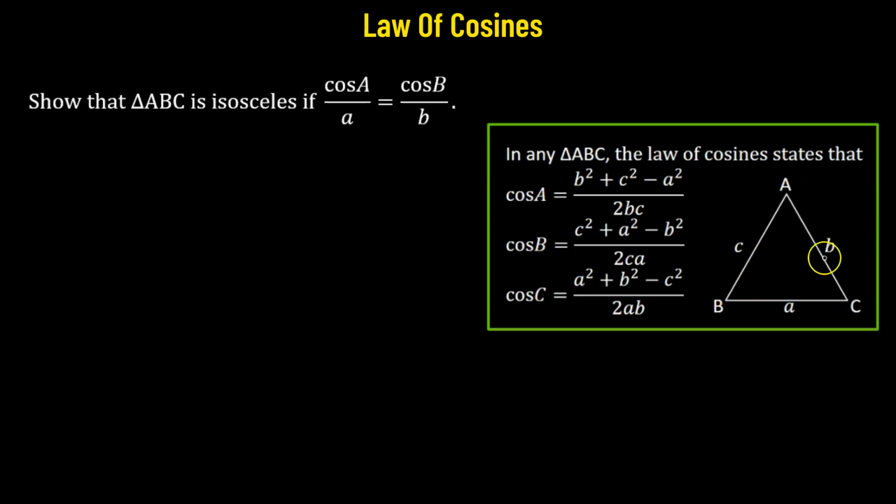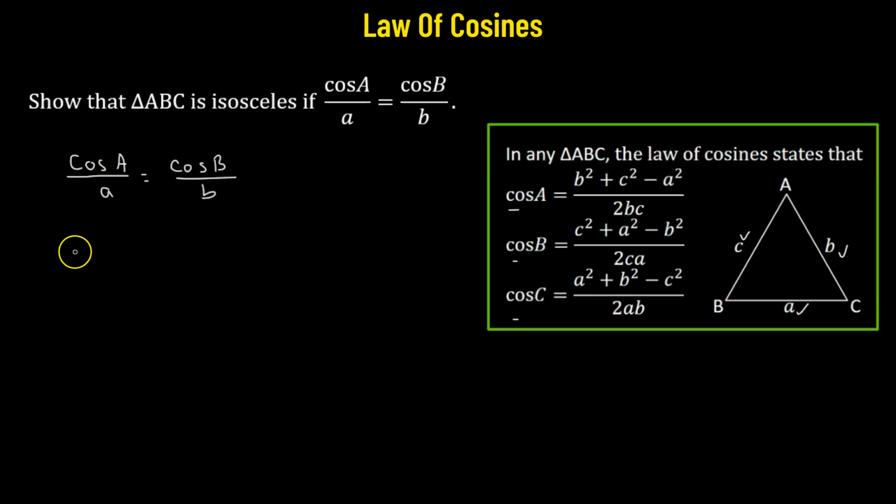We have a triangle ABC. The sides opposite to angles A, B and C are represented by the letters a, b and c in lowercase respectively. Then we have cosine of angles A, B and C, so that's given by the respective sides. Let us begin. So here we'll start with cosine of A, whatever is given to us. We are given cosine of A over a equals cosine of B over b.